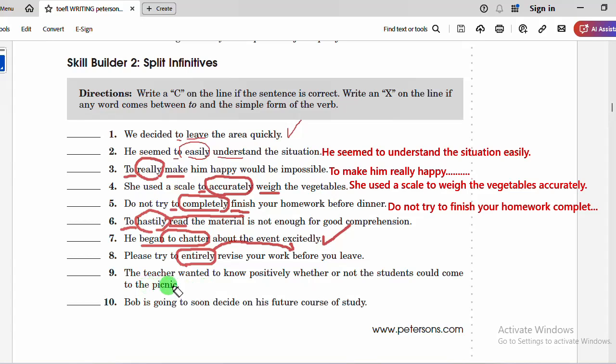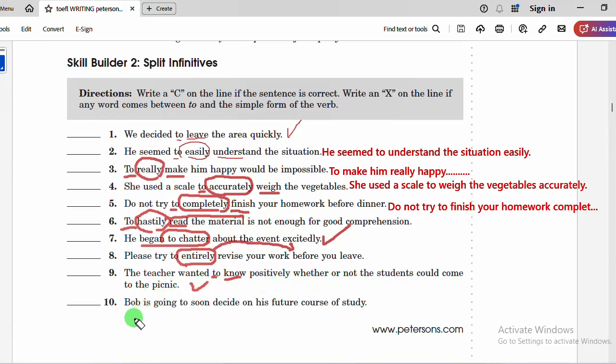Sentence number 9, the teacher wanted to know positively whether or not the students could come to the picnic. For sentence number 9, let's highlight the word to, and we find it's directly followed by the infinitive here. So this sentence is correct as it is. The teacher wanted to know positively whether or not the students could come to the picnic.